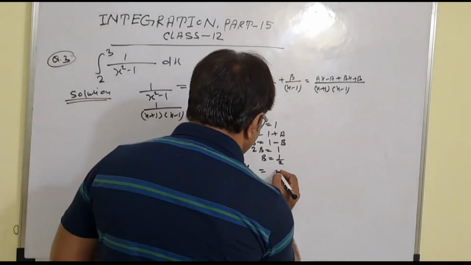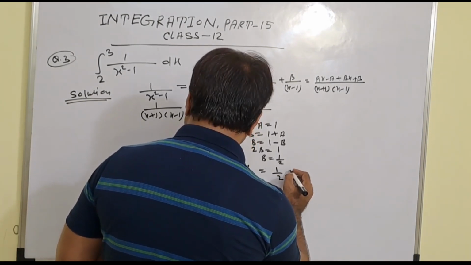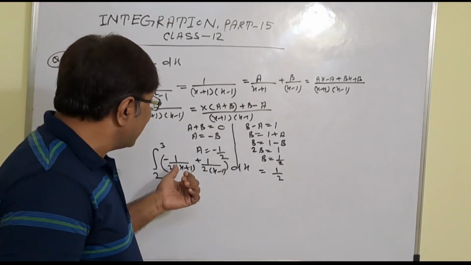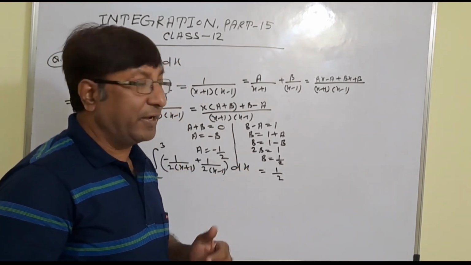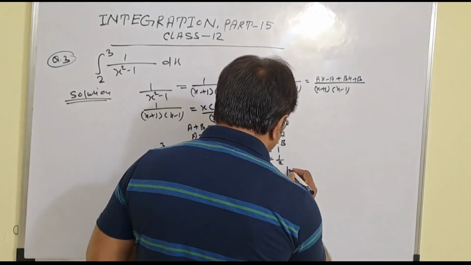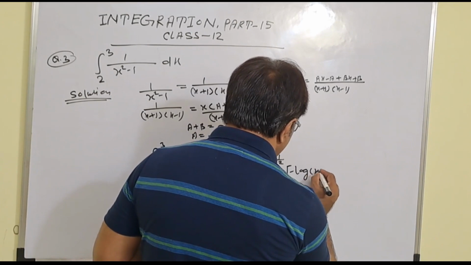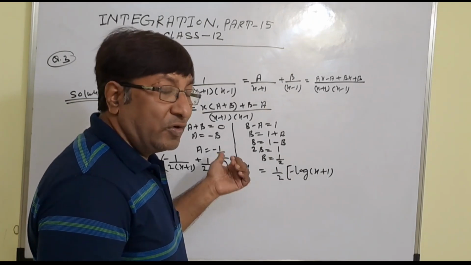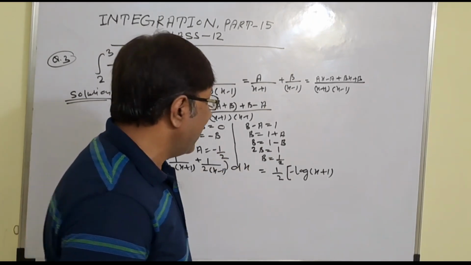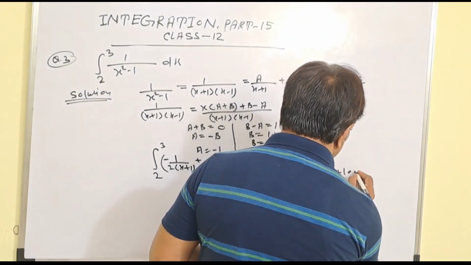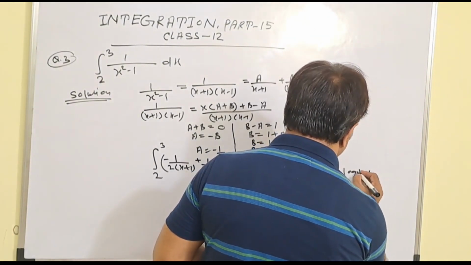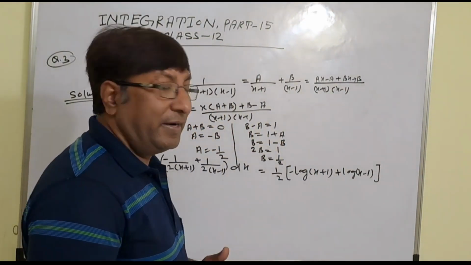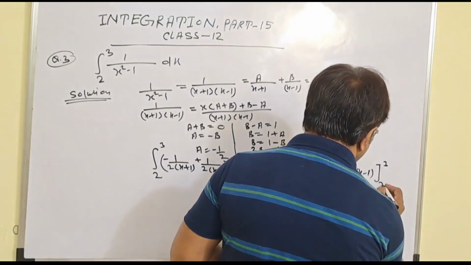Now you know well, half is common in both, so just take this half outside the integration. Now you know the integration of 1 by x is log x. So we can write minus log (x plus 1). In the same way, the integration of 1 by (x minus 1) is log (x minus 1), so it is plus log (x minus 1). Right? Now you know here the upper limit is 3 and the lower limit is 2, so write here 3 and here 2.